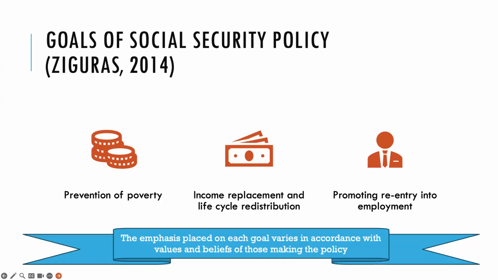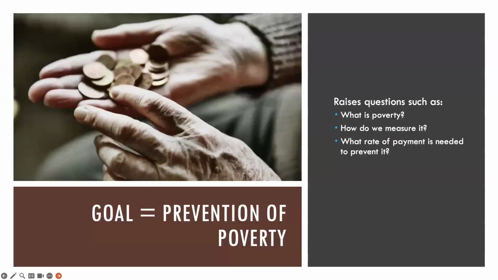So the emphasis here is really being placed on the fact that each goal varies according to the values and beliefs of those making the policies. In a sense, if we have a Labor government, we might see that they prioritize some of these goals and maybe not so much the others. But if we end up having the Australian Democrats, which is the other party you are considering for your second assessment, that might suggest a different emphasis on particular goals of social security policy in Australia.